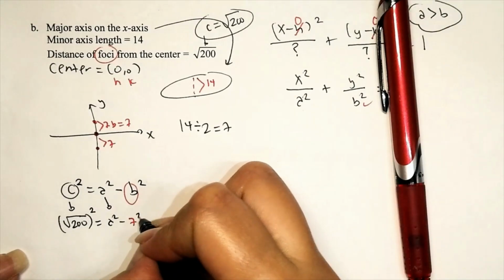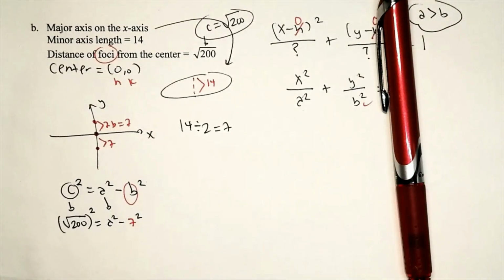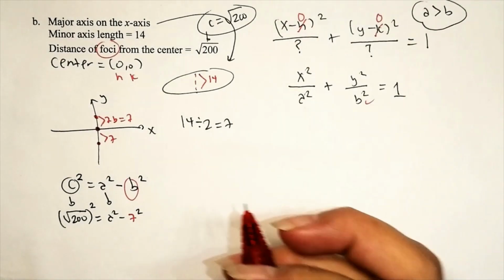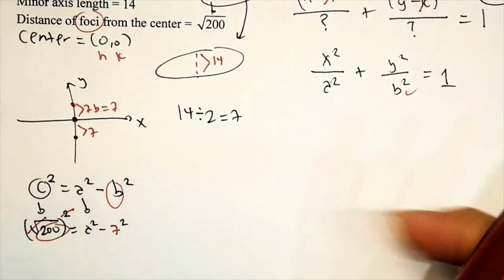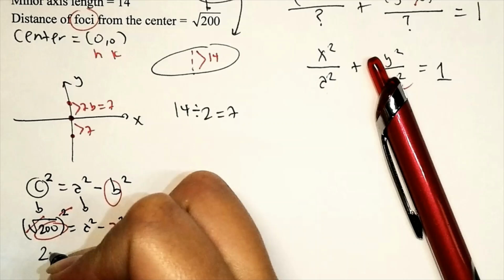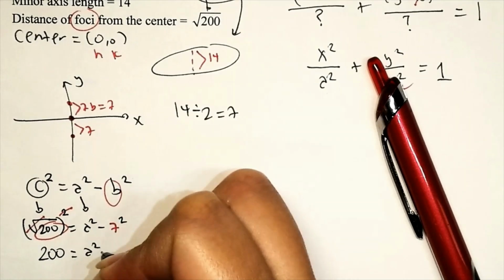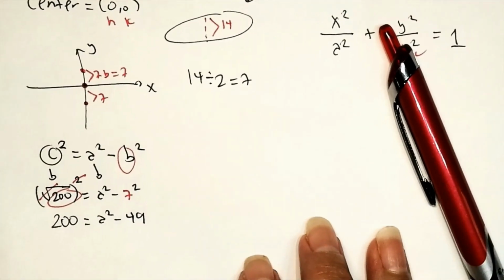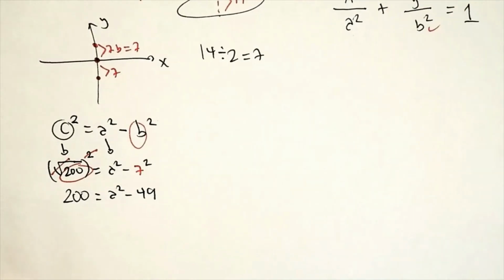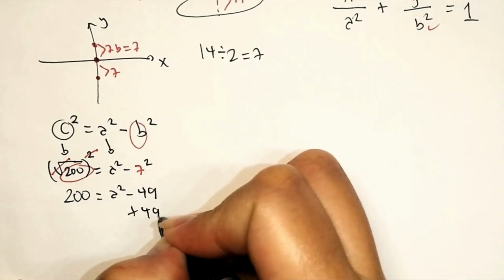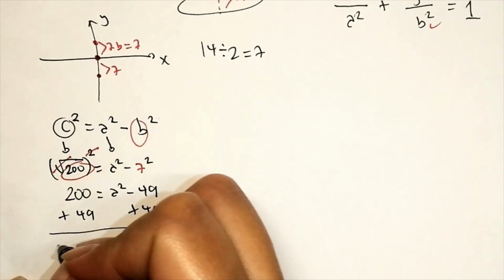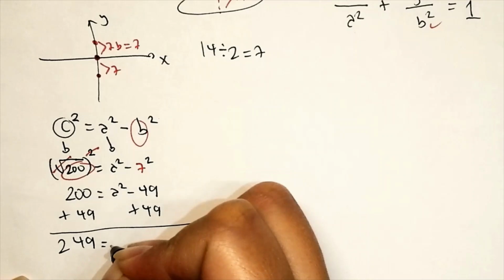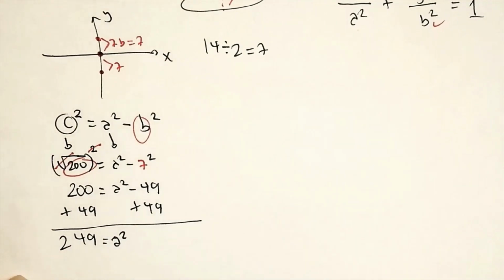Okay, let's go ahead, plug and chug, and solve for A or A squared, depending on how you want to digest it. On the left side, the square and the square root undo each other, and that will leave us with 200 is equal to A squared minus 49. Let's take our time to isolate the A squared. Let's go ahead, add 49 to both sides, and that will give us 249 equals A squared. And this is how it's gonna go down.